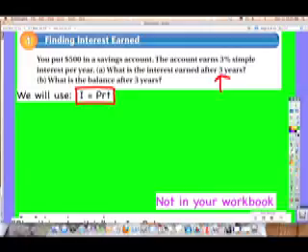Does anybody want to guess what the I stands for? It's actually up in the story problem. Joy, what do you think? It's interest. And if you want to be more specific, it's simple interest. So I is simple interest.